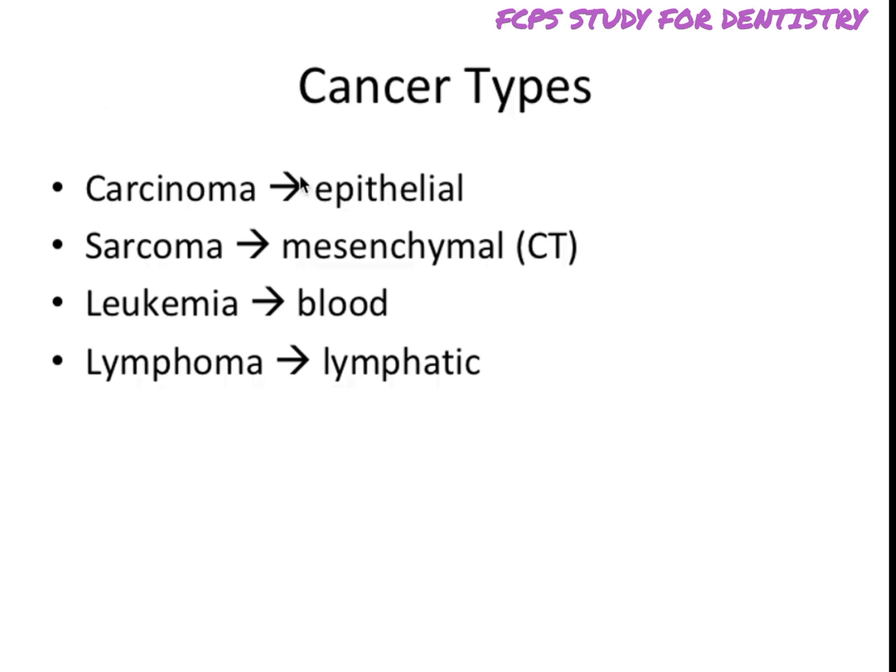Carcinoma would be where the tissue origin or the cancer arises in epithelial tissue. Sarcoma is where the cancer arises in mesenchymal tissue or connective tissue. Leukemia is where the cancer originates in blood, and lymphoma in lymphatic tissue.